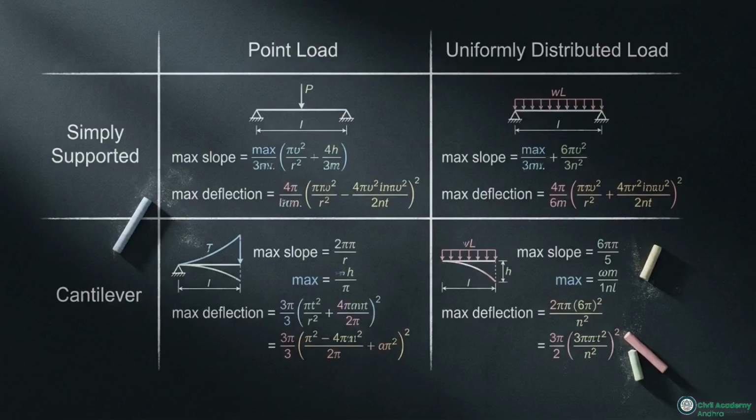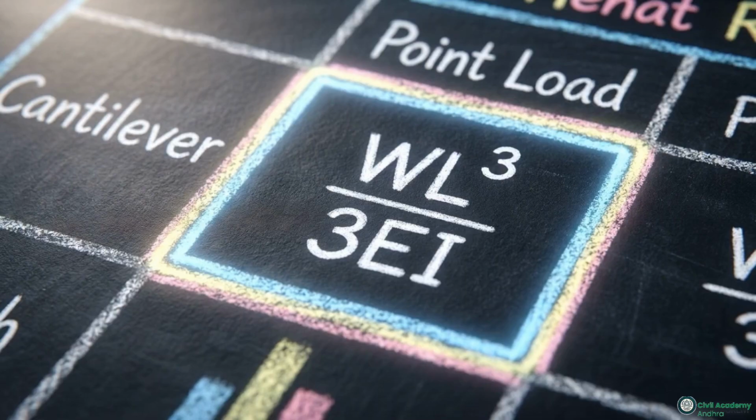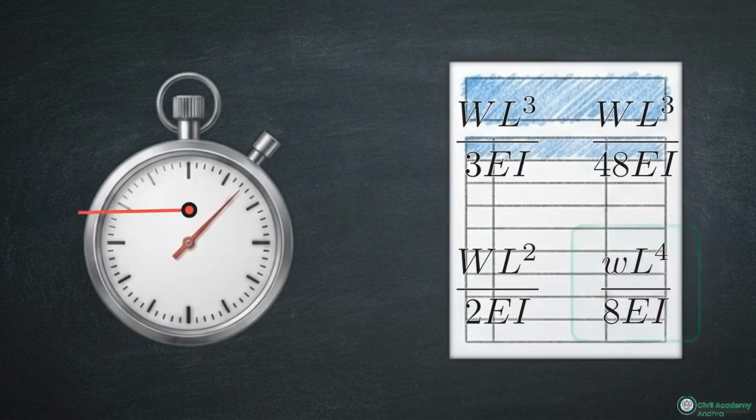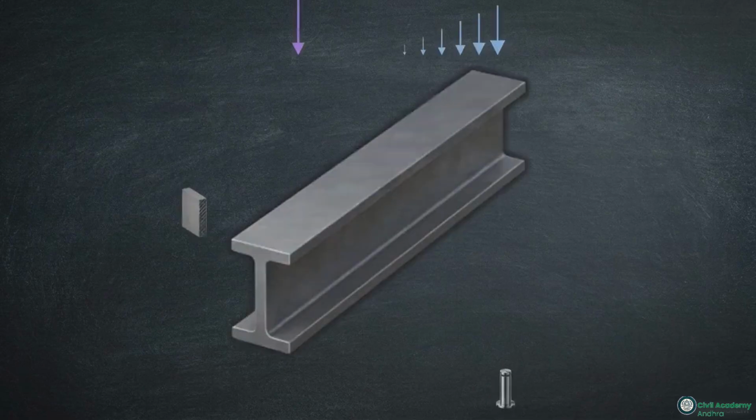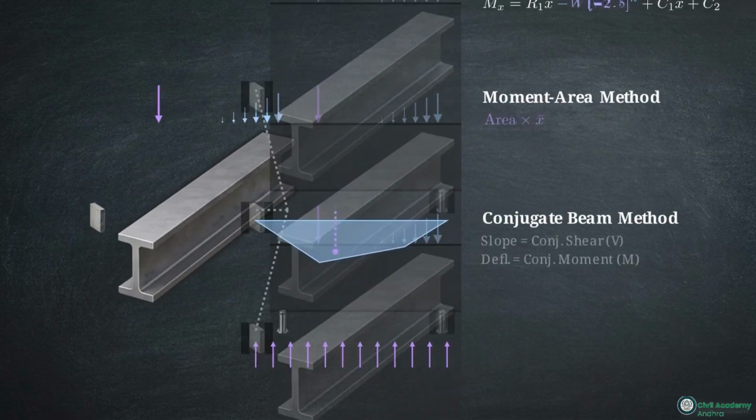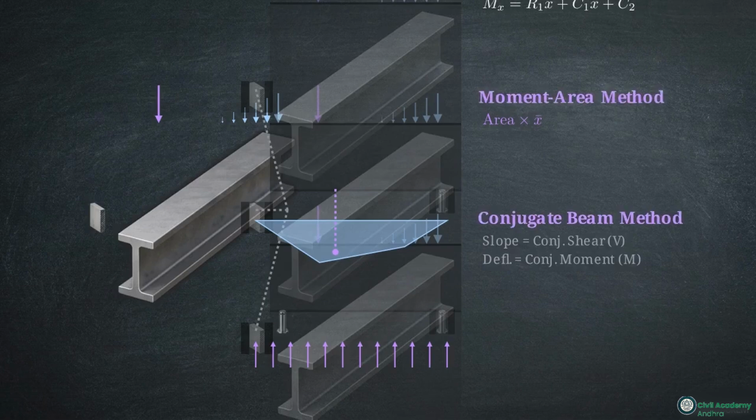This table summarizes the standard cases: cantilevers, simply supported beams, point loads, and distributed loads. Memorize these formulas. In a competitive setting, you do not have time to derive the maximum slope of a standard cantilever from scratch. True exam speed requires a dual approach. You must instantly recall the standard cases from this table to save time, but you also need a deep understanding of Macaulay's, moment area, and conjugate beam methods to deconstruct the inevitable trick questions.